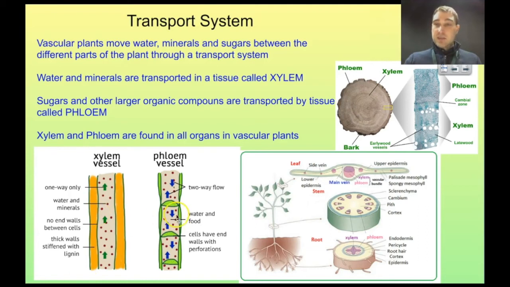If we have a look, we can see some of the differences between xylem and phloem. So xylem is a one-way system, so transporting from the roots to the leaves. The phloem is two-way, so you can have a flow of the sap going up and down through the phloem.